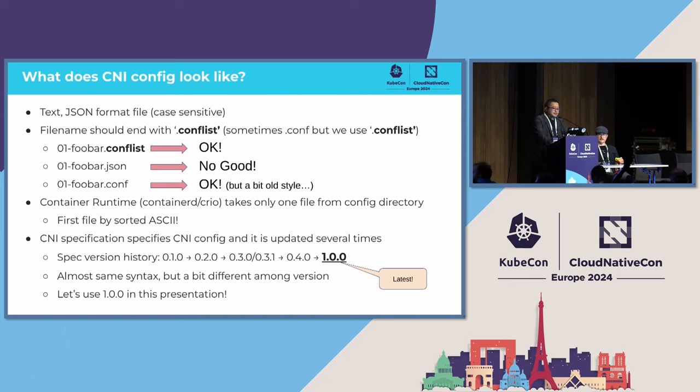So CNI provides the CNI config as a part of the CNI specification. The CNI specification contains how a CNI plugin should work, including the config file format and other formats such as the result object format. The CNI community upgrades this specification periodically, from 0.1.0 to 0.2.0, 0.3.0, 0.3.1, and 0.4.0, and now 1.0 is the latest. This was released in 2021, so it's likely three years old. The syntax is almost the same, but a little bit different among the versions. So if you have trouble, keep in mind that sometimes your version does not fit the configuration style. This presentation focuses on 1.0.0 as the latest, and latest is good.